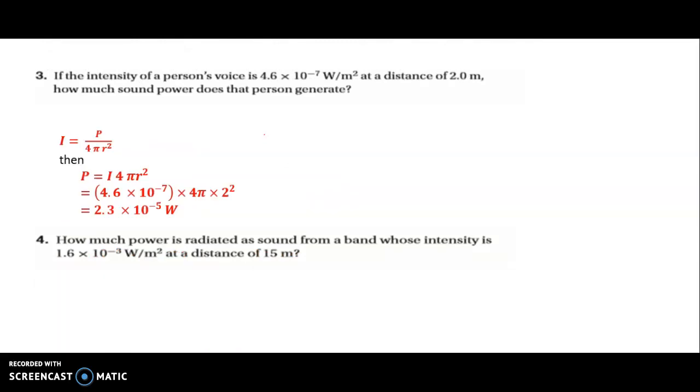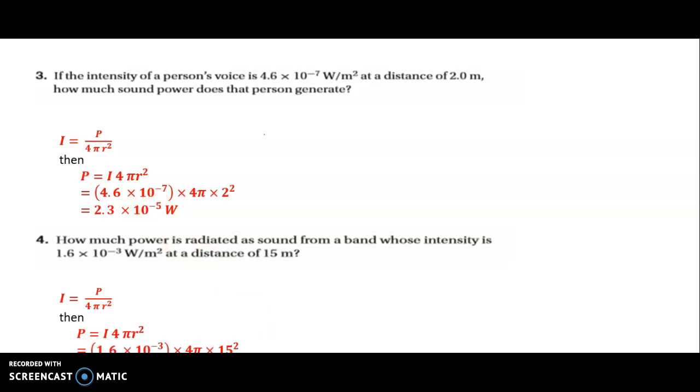Now, I equals P over 4 pi r squared. By cross multiplication, I could be considered to be I over 1. So P times 1 equals 4 pi r squared times I. Do the substitution. Don't forget to square the r. And you get the power in watt: 2.3 times 10 power minus 5 watt.